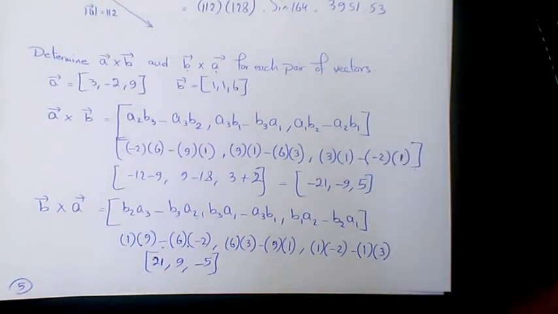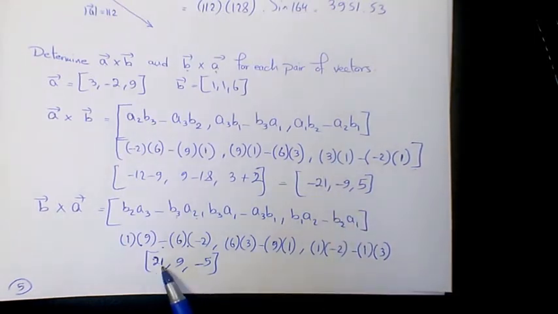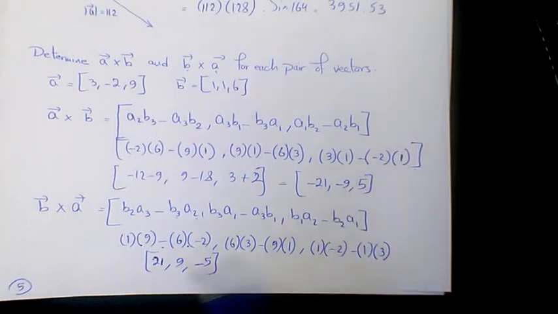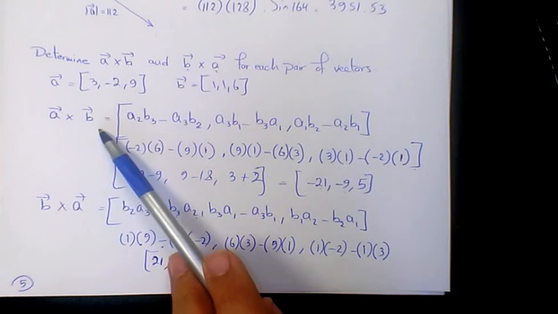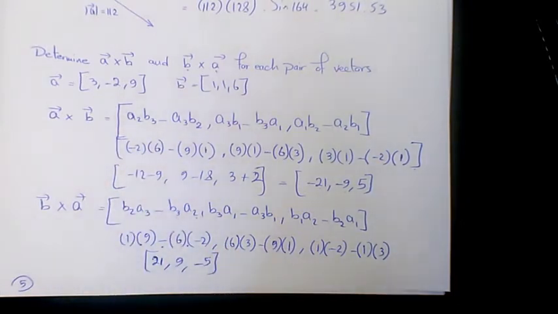So if you compare, here we have negative 21, here we have positive 21. Here we have negative 9, positive 9, 5, and negative 5. So we can say the cross product of A and B and the cross product of B and A have the same magnitude, but they have different signs.